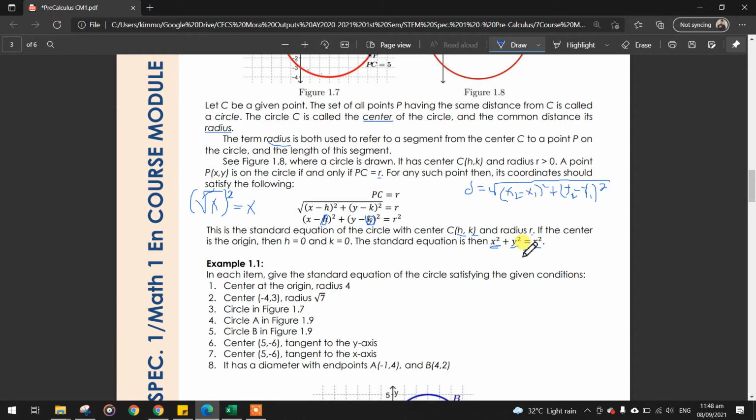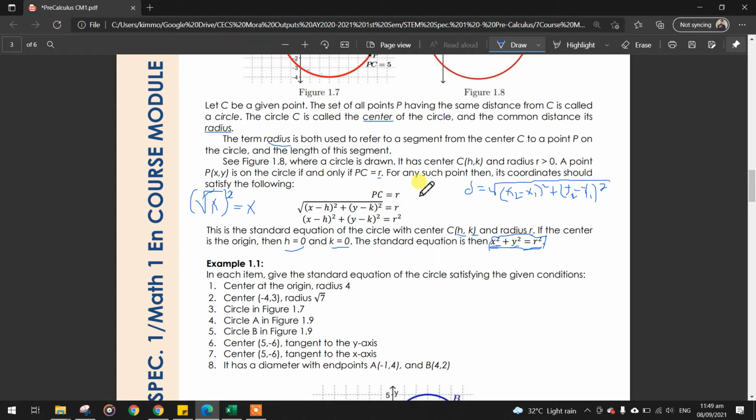So again, if our circle is located at the origin, automatically our h and k will be equal to 0, and our standard equation will be reduced to x squared plus y squared is equal to r squared, instead of writing minus h and minus k. So from here, the standard equation can be written this way if the circle is located at the origin. Okay, so let's have an example.